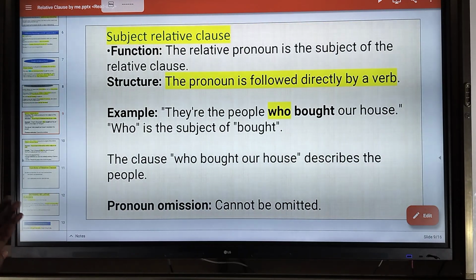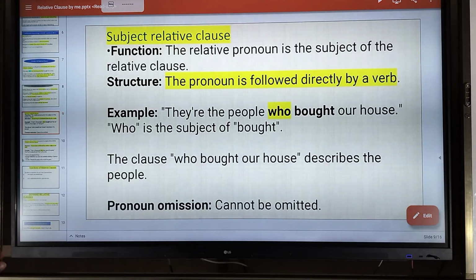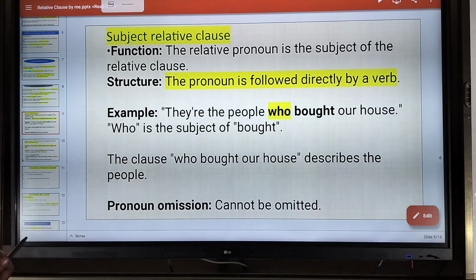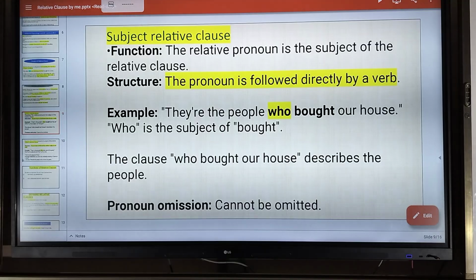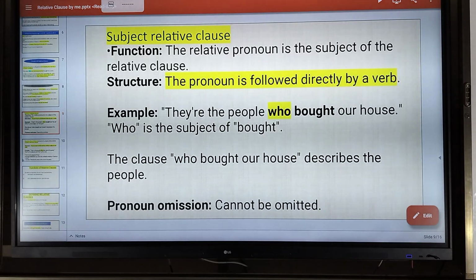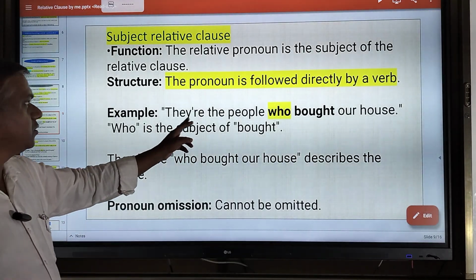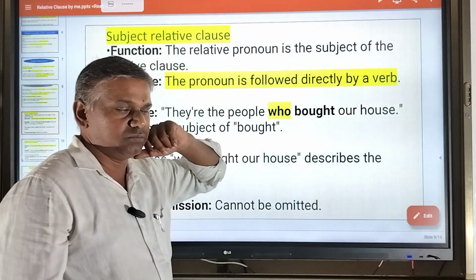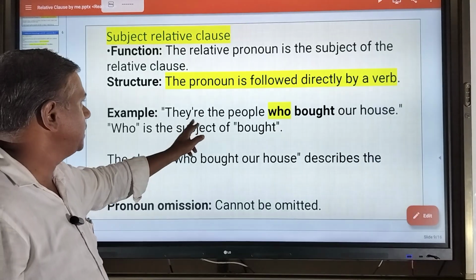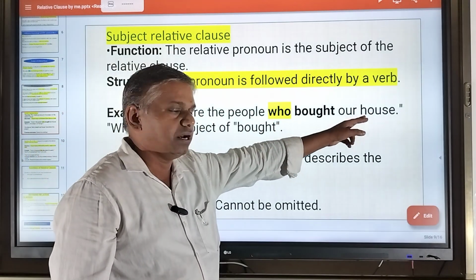Then you see what is called the subject relative clause and which one is called the object relative clause. It is very important. Okay? तले subject relative clause कहा को कहिबा, object relative clause कहा को कहिबा. Okay? They are the people who bought our house. भलो भाबे देखो इस सेंटेंस टी को. They are the people who bought our house.